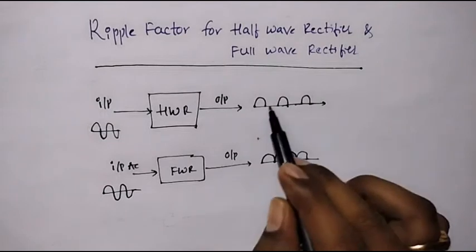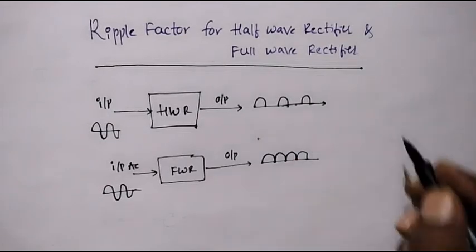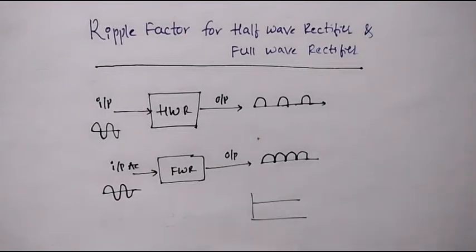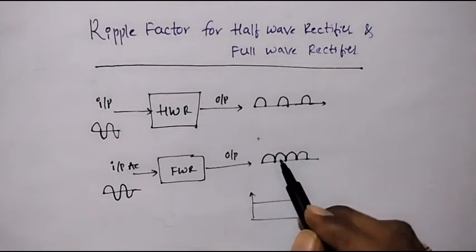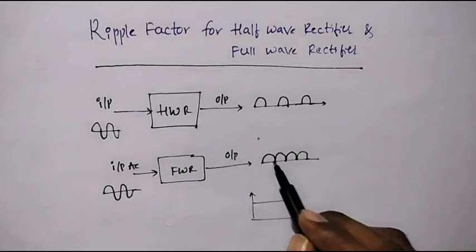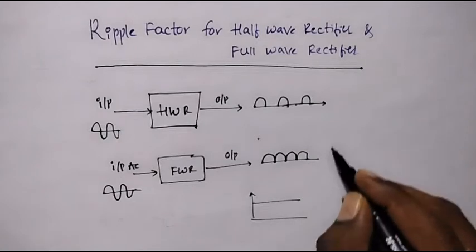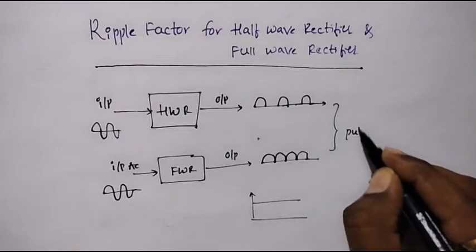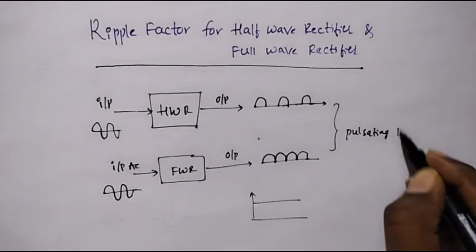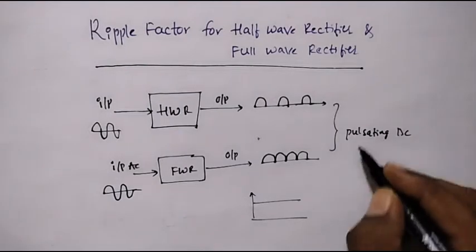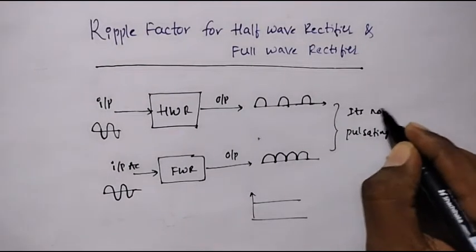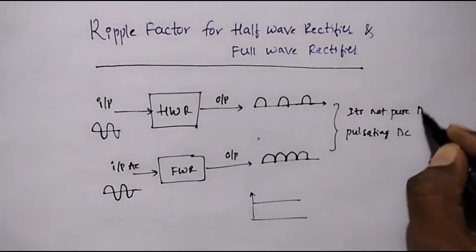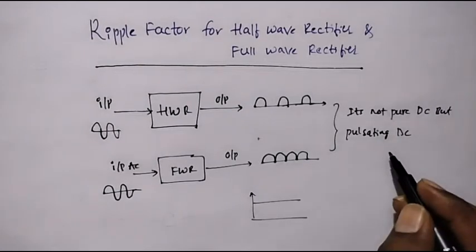This is not a pure DC. As we know, usually we represent the DC signal like this. This is the DC signal, but in these two cases it's not a pure DC. It looks like pulses, so it is called pulsating DC. That is, it's not pure DC but pulsating DC.